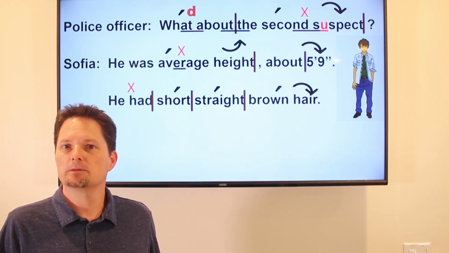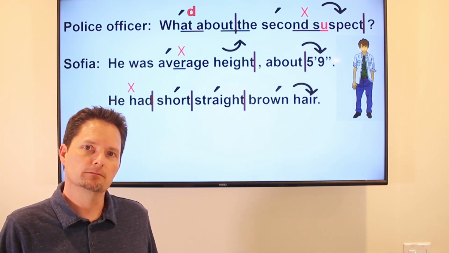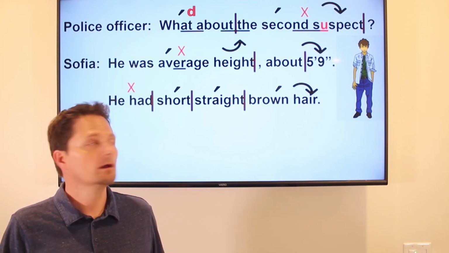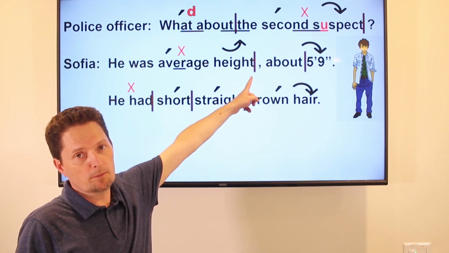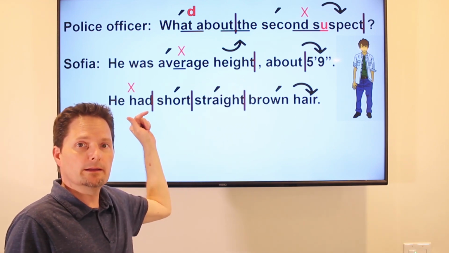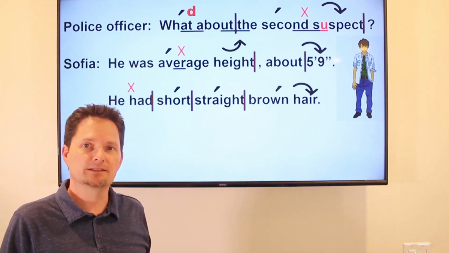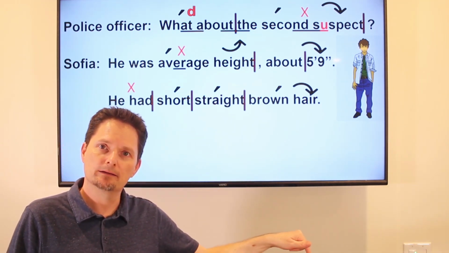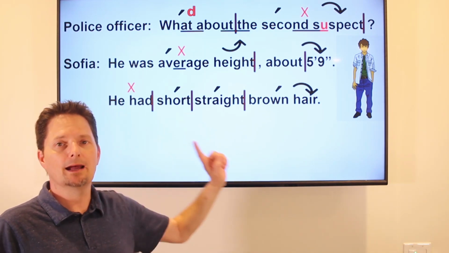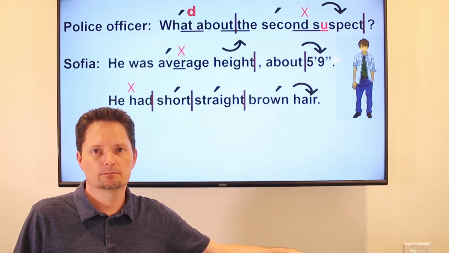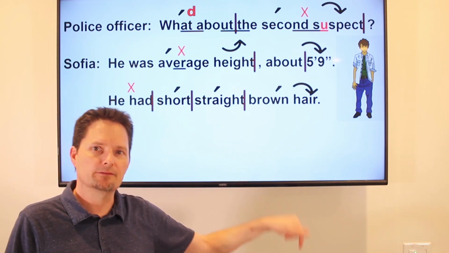Sophia answers, he was average height, about 5'9". So, the intonation goes up before a comma. At the end of a positive statement, the intonation goes down at the end. So, up before a comma and down at the end. He was average height, about 5'9".